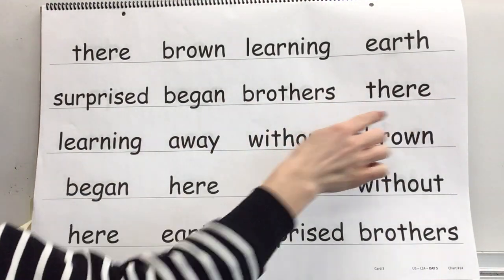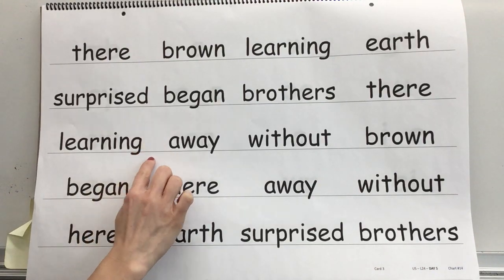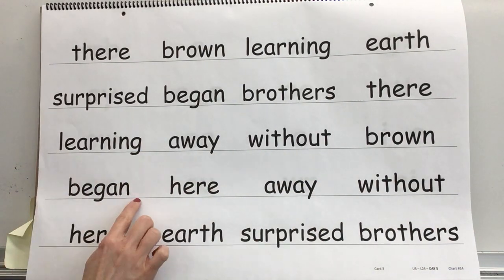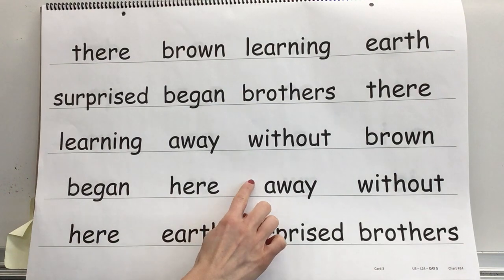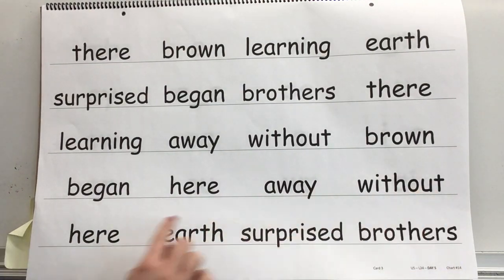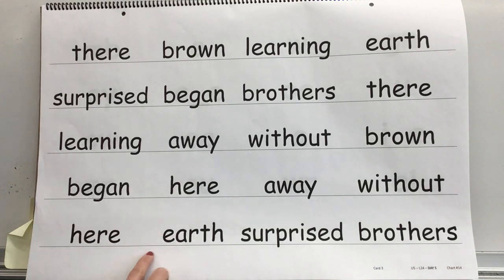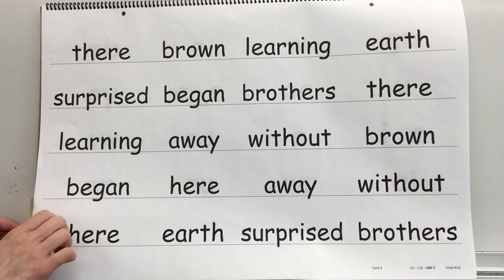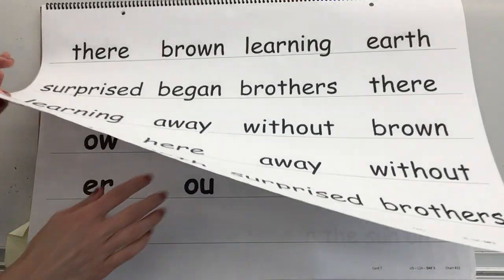Brothers. There. Learning. Away. Without. Brown. Began. Here. Away. Without. Here. Earth. Surprised. Brothers. Let's take a look at our sound spelling.